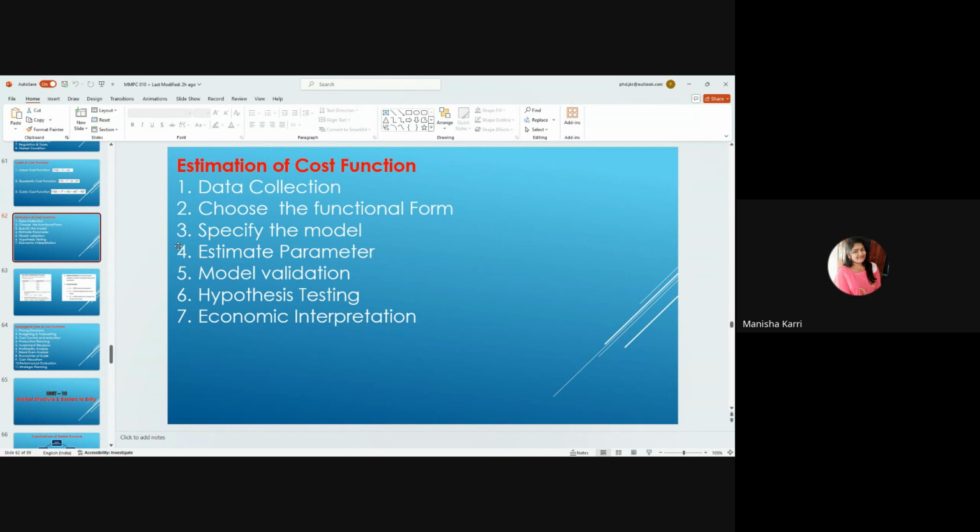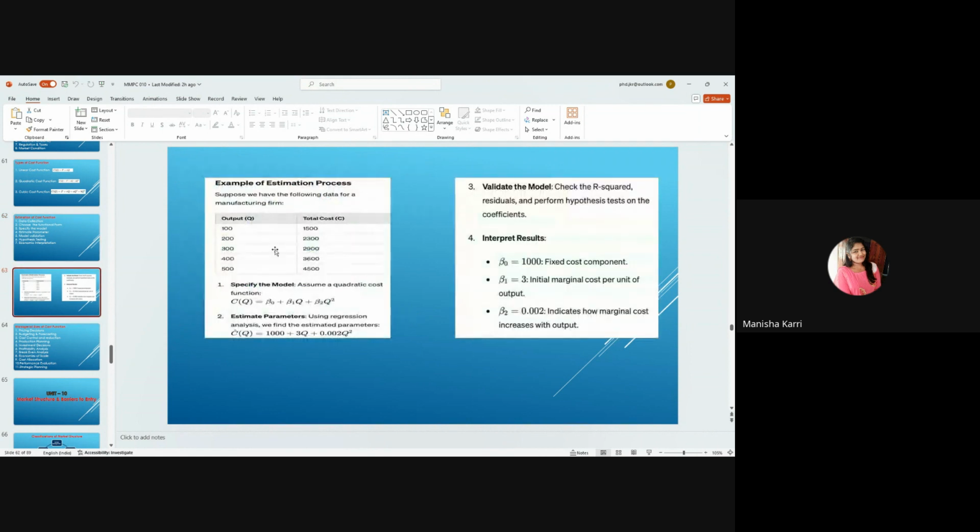See, I have gathered one example also for this estimation of cost function. Take a look at this example, so that you can get how we can make the cost function. So you can take the screenshot also.